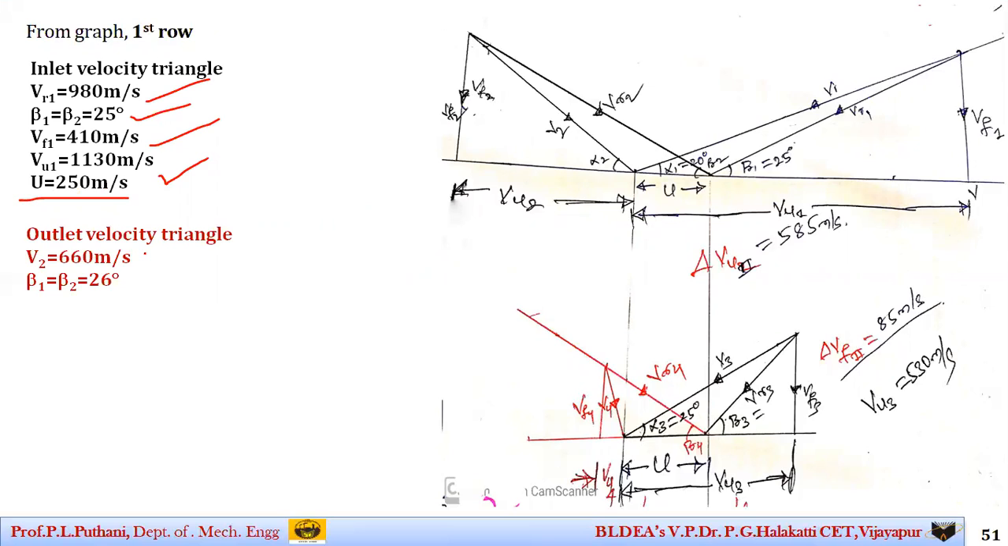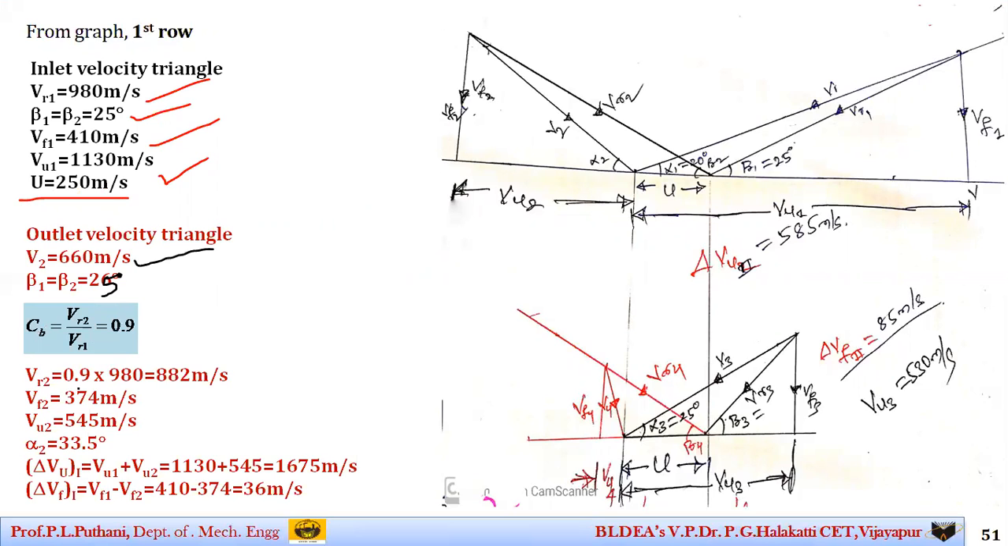Then for the outer velocity triangle, students, I have got these values. V2 is equal to 660 meters per second. Make this correction here, students. It should be 25 degrees. It is a misprint. Beta 1 is equal to beta 2 is equal to 25 degrees. Then using the blade coefficient equation, CB equals VR2 by VR1 is equal to 0.9, I got these values, measured: VR2 is 882 meters per second, VF2 374 meters per second, VU2 545 meters per second. Alpha 2 I have got as 33.5 degrees.